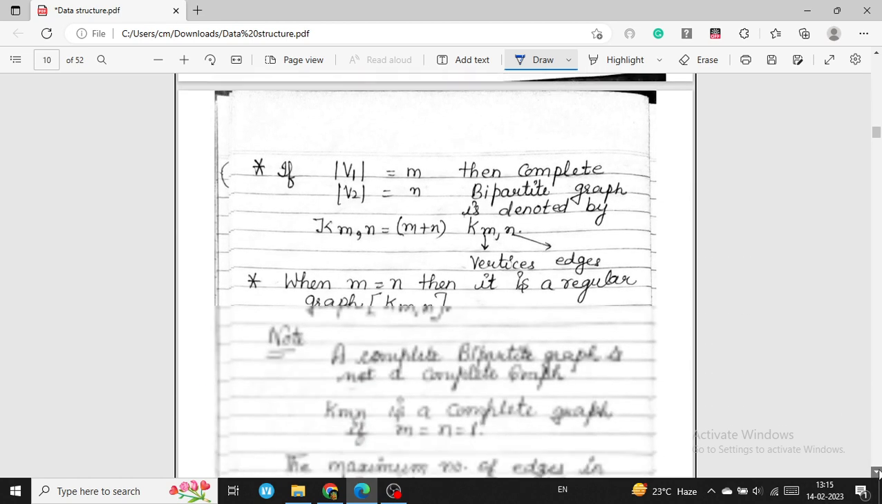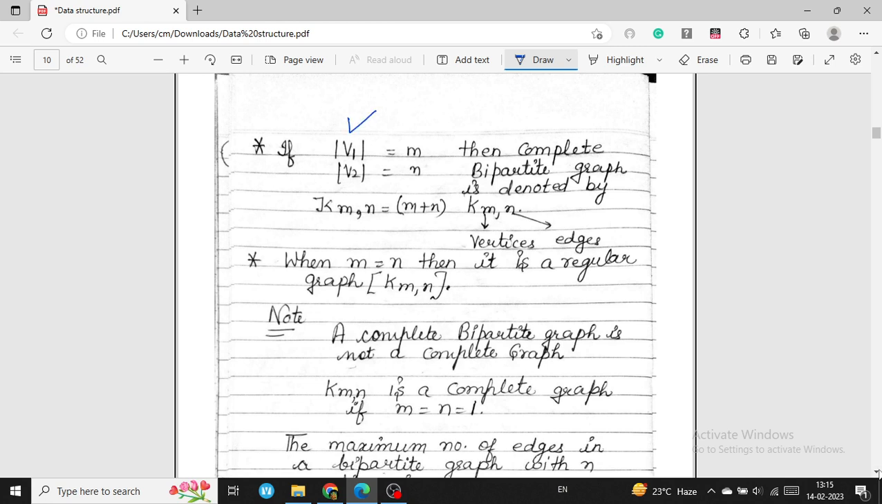graph. If |V1| is equal to M and |V2| is equal to N, then the complete bipartite graph is denoted by K(M,N). M is the vertices of one set, N is the vertices of the other set. You can also write it as M plus N. When M is equal to N, for example 3, 3, that is known as a regular graph.